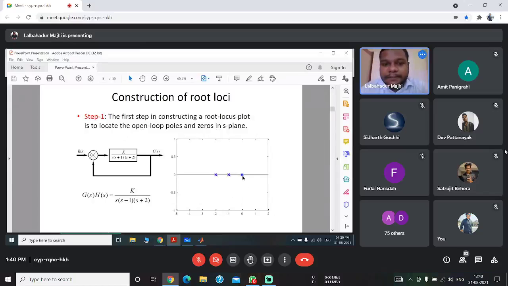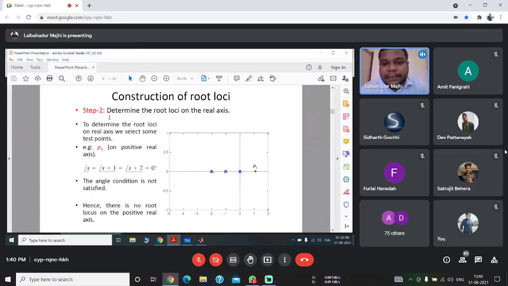Similarly, the next step is to determine which point or which region will lie on the root locus or not. So we have to use this right side formula: any point we choose will lie on the root locus path if there is an odd number of poles and zeros towards the right side of that point. Suppose we consider this path, then towards its right side there is only one pole, so that is an odd number of poles and zeros. So this region will lie in the root locus.